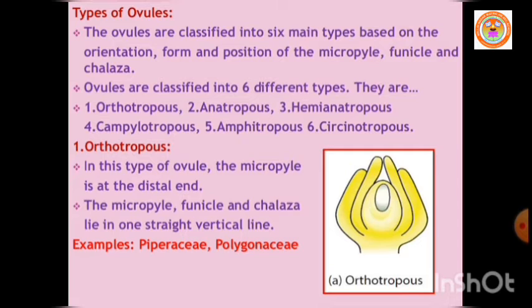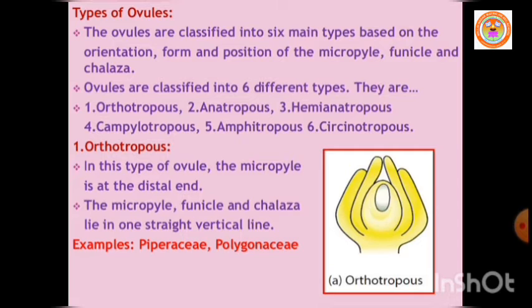Ovules are classified into 6 different types, students. What are they? First, orthotropous ovule. Second, anatropous ovule. Third, hemianatropous ovule. Fourth, campylotropous ovule. Fifth, amphitropous ovule. Sixth, circinotropous ovule. These are the 6 different types of ovule classified based on the orientation, form and position of micropyle.